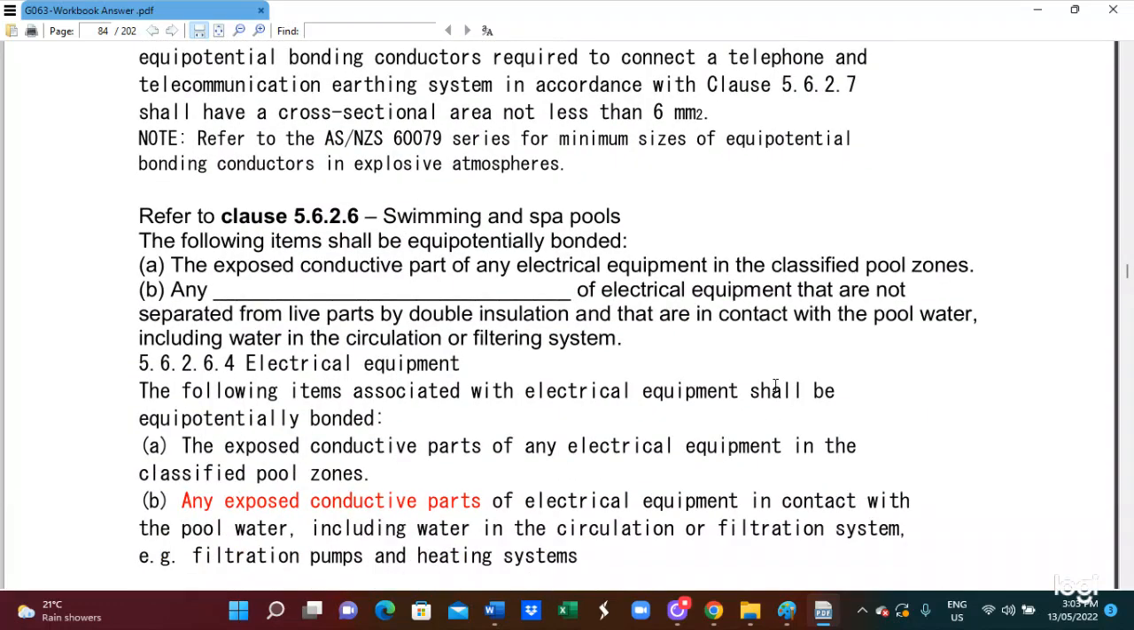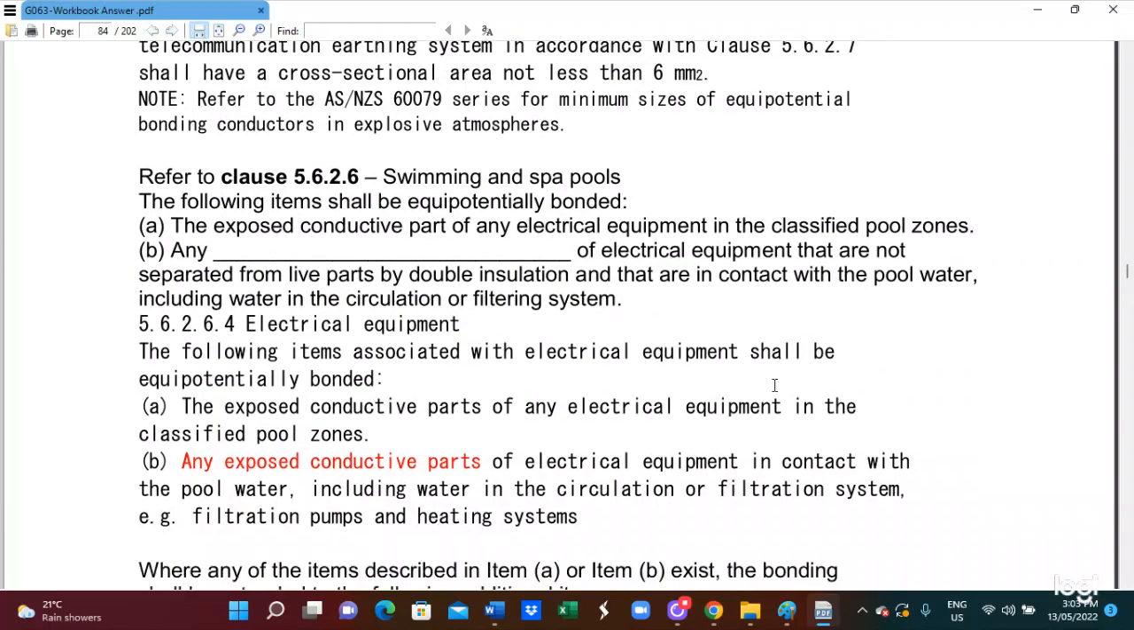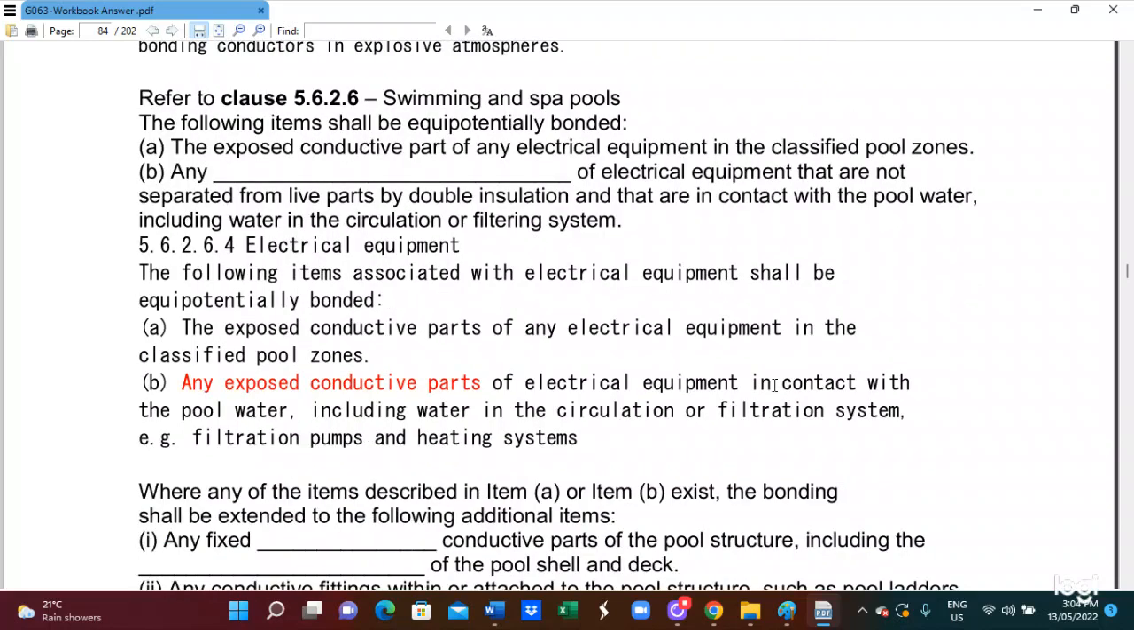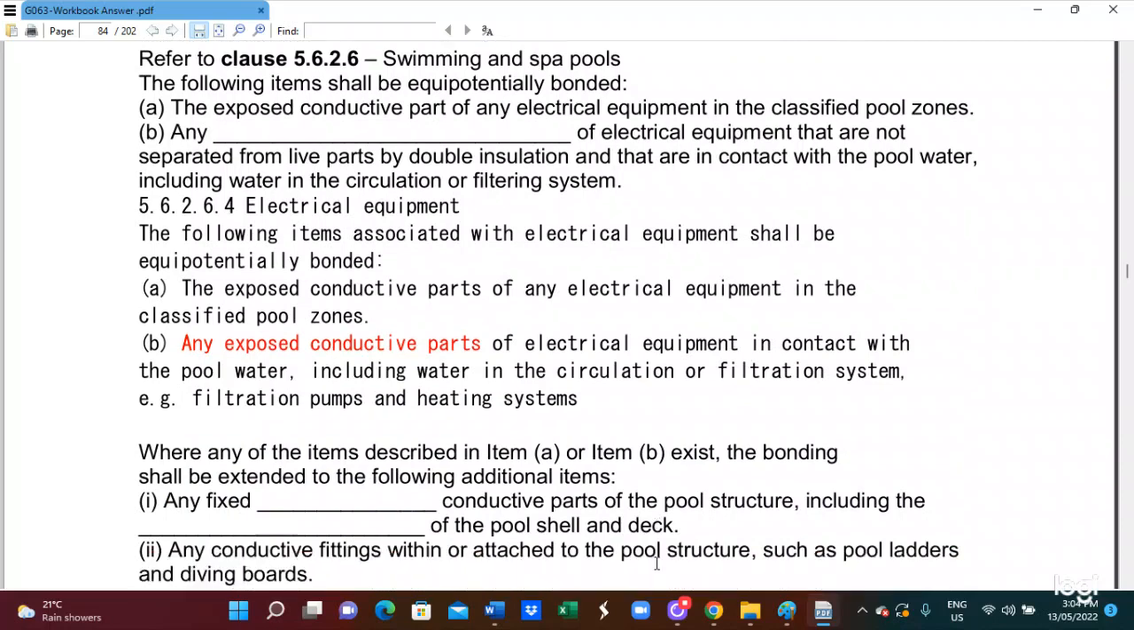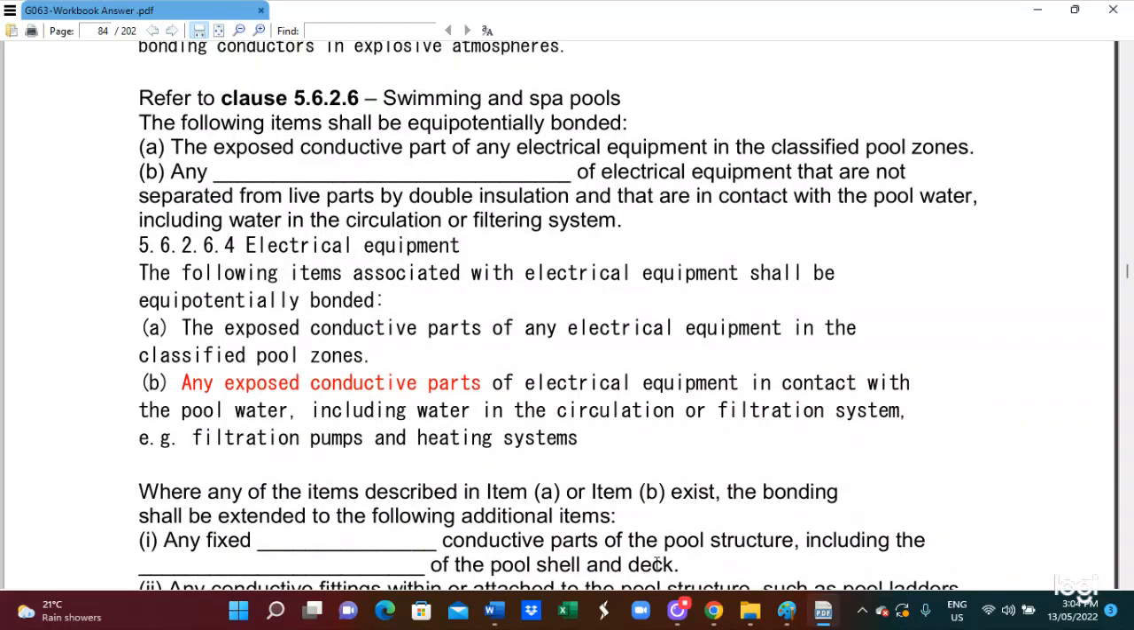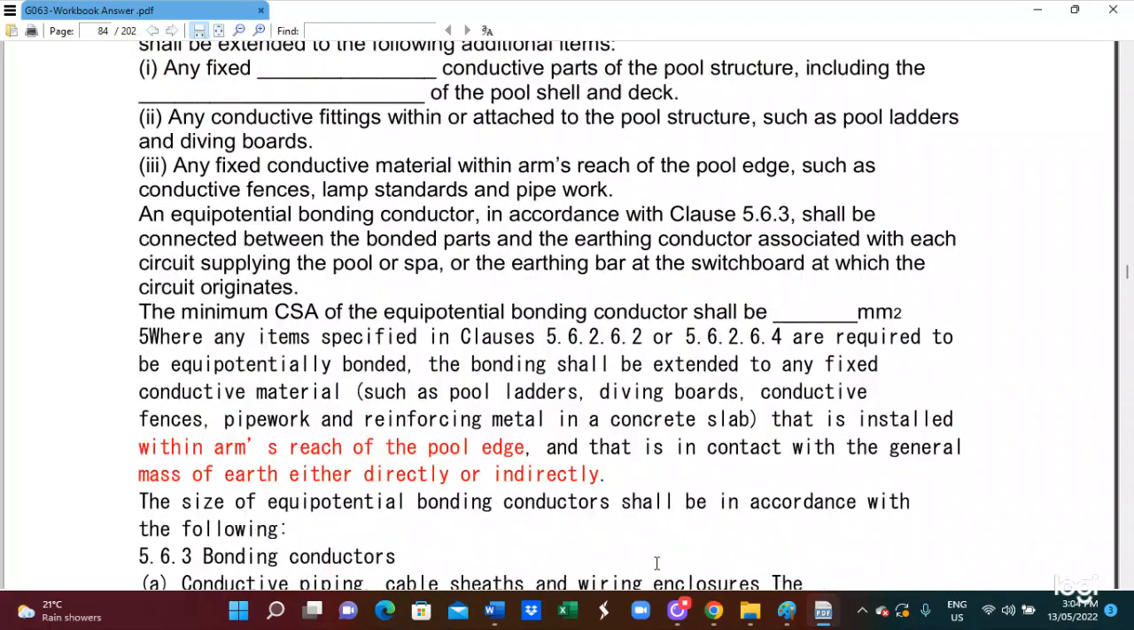Also for swimming pools and spa pools you have to refer to clause 5.6.2.6. In this case, it covers how to run the electrical equipment and how to connect the bonding bar to the connection. So these are included in clause 5.6.2.6 for swimming pools and spa pools.